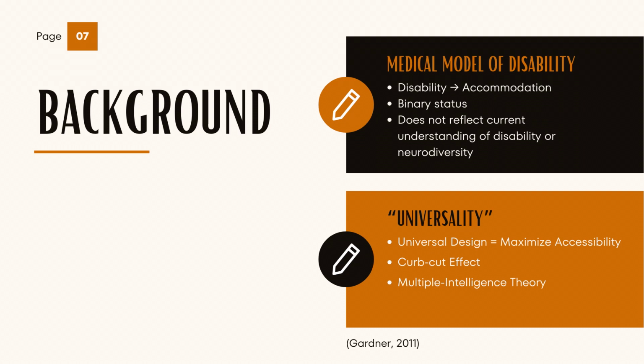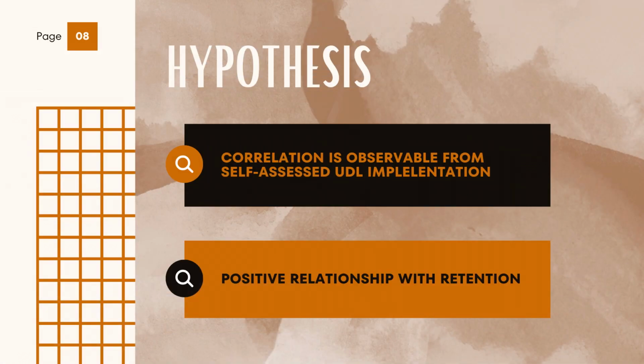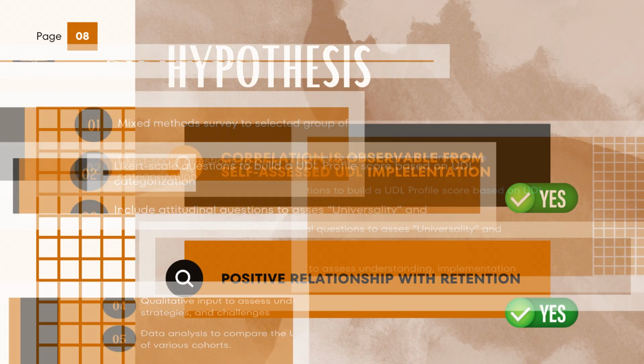So if you're getting different types of information, or you're interacting with something in different ways, especially even simultaneously, that can actually improve your ability to learn and retain that information. So the hypothesis here is twofold. Is correlation observable from self-assessed UDL implementation? And also, if you can observe correlation, is there a positive relationship with retention?